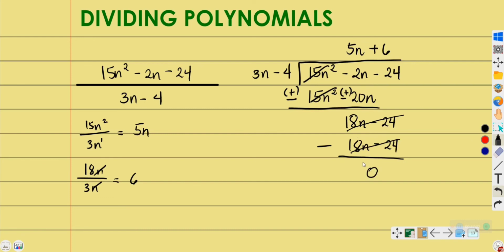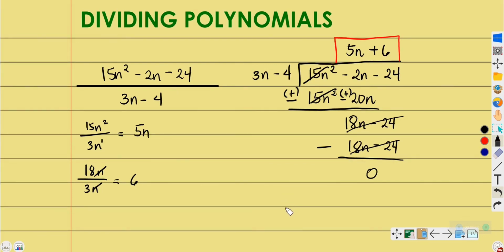So, ito yung example na walang remainder. So, ang sagot dito ay ito lang. 5n plus 6. Okay? So, yan lang po yung steps po natin kapag nagdi-divide ng polynomial by another polynomial. Okay? So, kung kayo po ay medyo in doubt dun sa sagot nyo, kung tama yung proseso na ginawa ninyo, pwede nyo naman pong i-check yung inyong sagot.